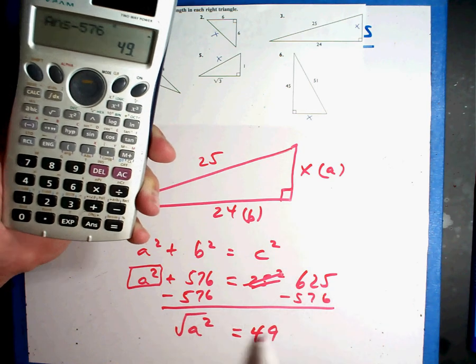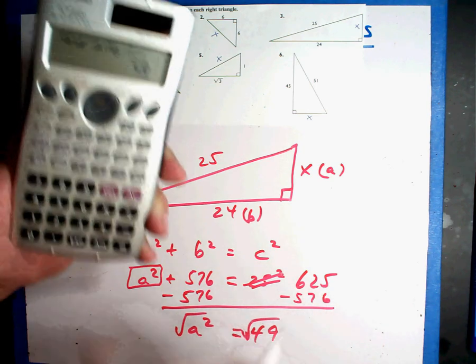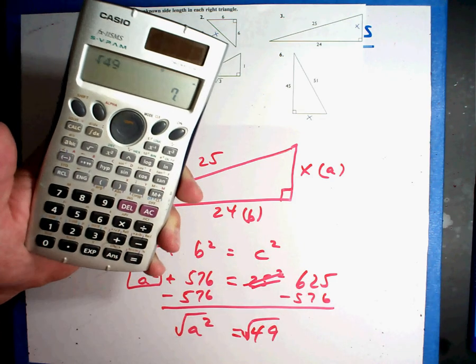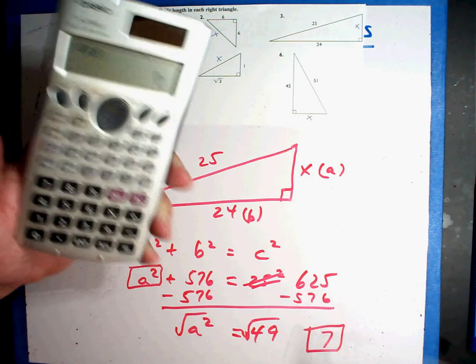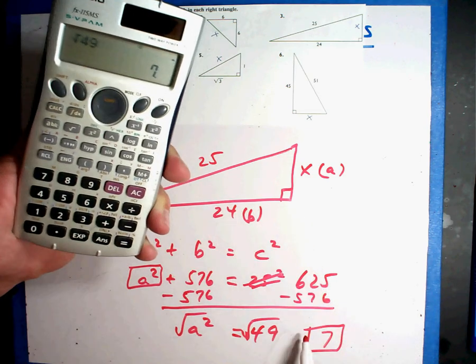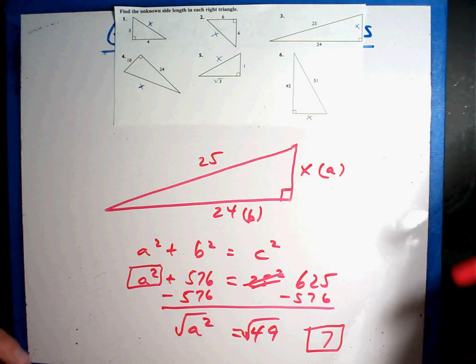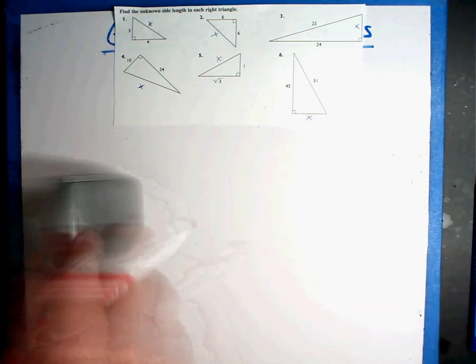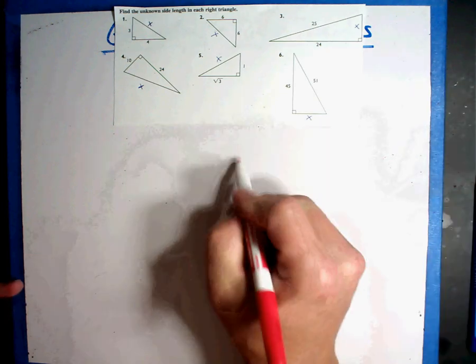Take square root. Square root of 49, well, if I don't know it, I happen to know this one, but the square root of 49 happens to be 7. The answer is 7. My calculator helps me out with all the work. I just have to do the work on the paper. Now let's do number 5 real quick, because that one looks really weird. Okay, that one looks really weird. Let's go ahead and draw it out.